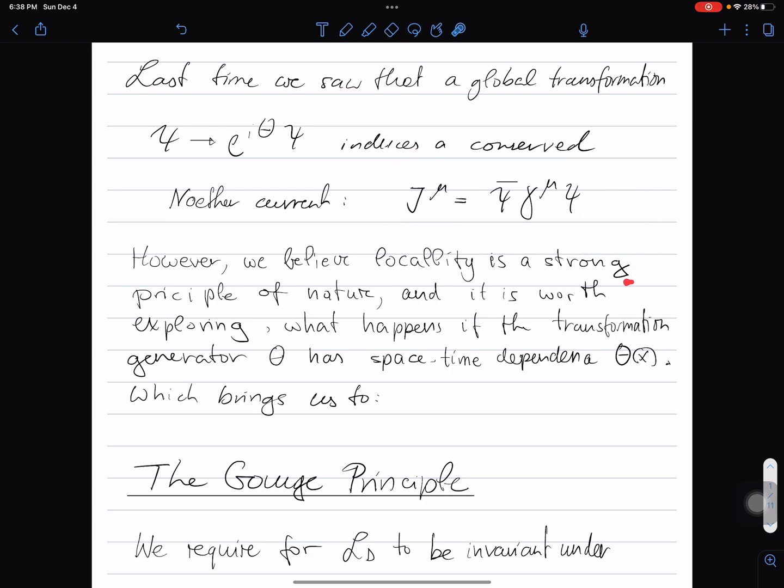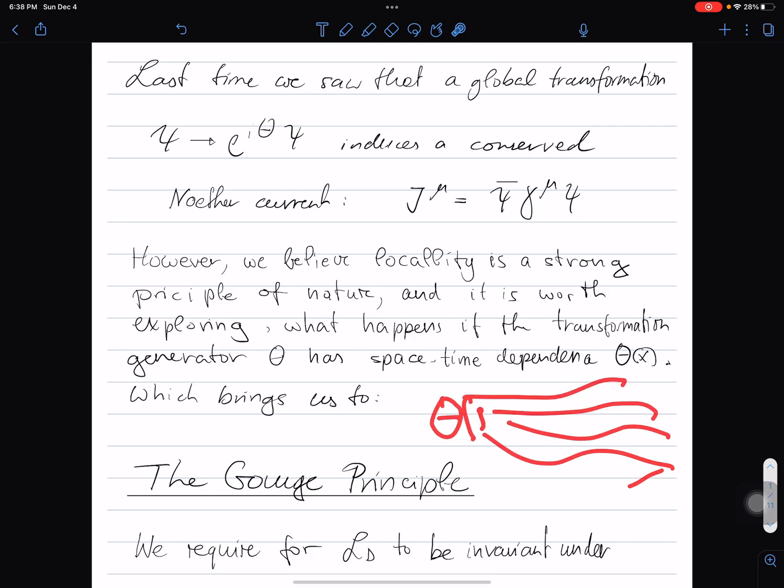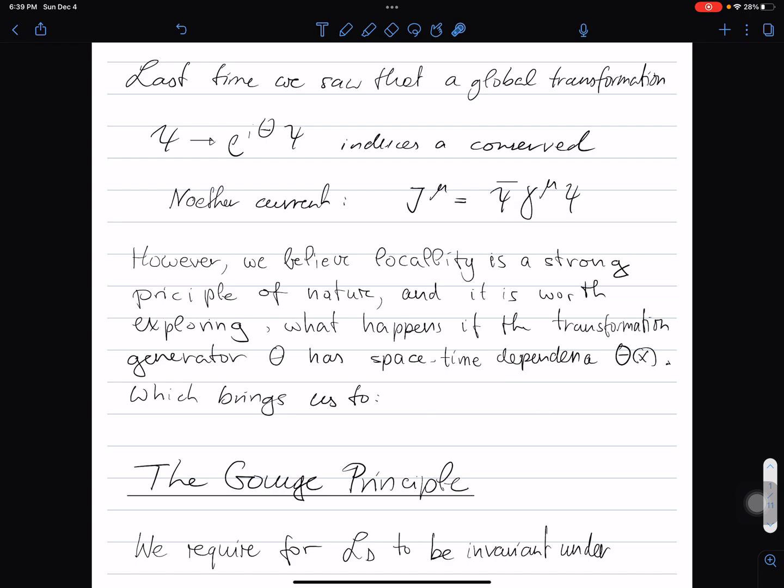But we still believe that locality is a strong principle of nature, and it's worth exploring what happens when we make the generator of the rotations space-time dependent. That means essentially if I have a space here, then this theta angle can be different in each place in space. So you have different theta transformations at each position, and it could also vary with time.